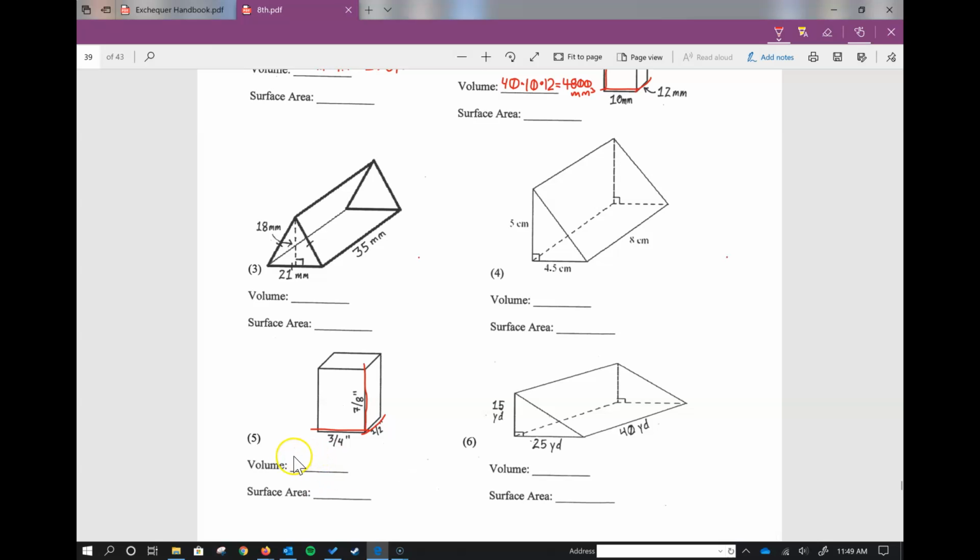Our correct volume here is 21/64. And since this is measured in inches, we're going to write IN, and since it's volume, to the third power. We did 3/4 times 1/2 times 7/8, left to right multiplied by up and down multiplied by front to back. We get 21/64 inches cubed.